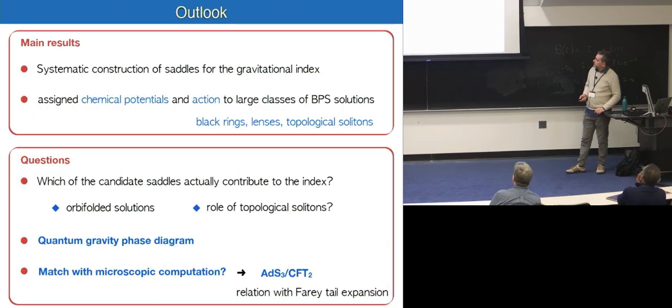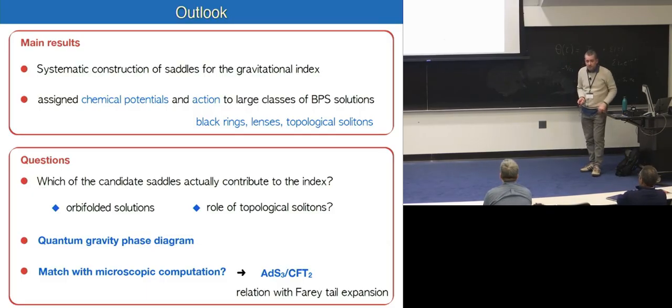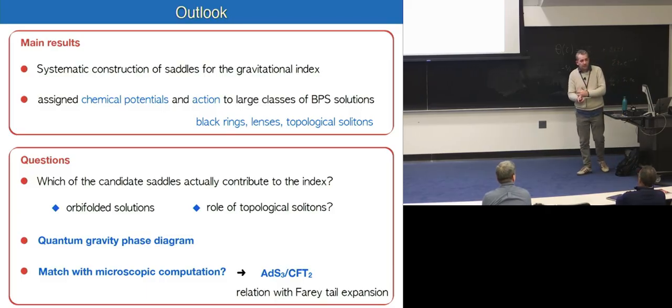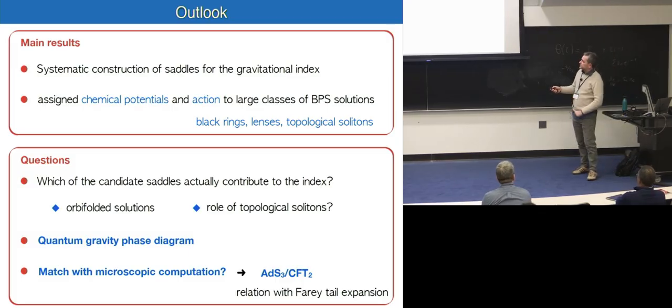And so again, the main result of the present talk was to classify, or at least provide a systematic construction of saddles of the gravitational index, assign chemical potentials and action, and show how this can be done systematically and in principle for any solution. In particular, we explored these different topologies that correspond, after taking the extremal limit, to the black ring, black lens, and topological solitons.